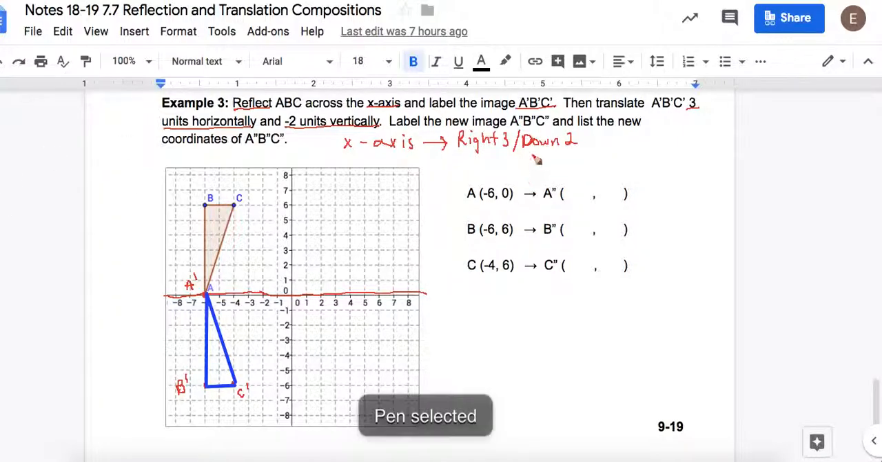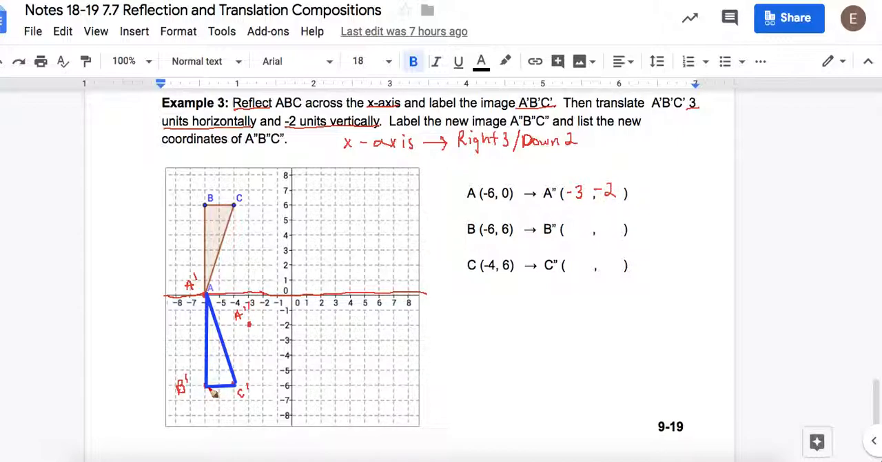Okay, now we got to do our last translation, so we're going to move each of those points right 3 and down 2. We're going to start with A, because that's the first letter I have to record. So we're going to go right 3, so 1, 2, 3. Then it says go down 2, 1, 2. So we're going to call this A double prime. And my new A double prime is -3, -2.